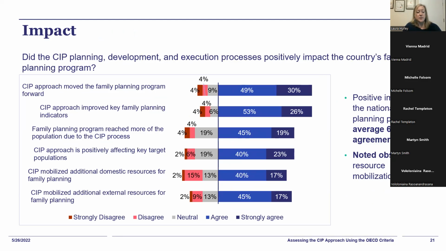So defining impact as achieving higher level results, this slide shows that respondents felt that the CIP process generally moved the family planning program forward. It improved family planning indicators, and it helped the family planning program reach more of the population, as well as key target populations. However, survey respondents felt that the CIP's ability to mobilize additional resources for family planning, both domestic and external, remained limited. Next slide.